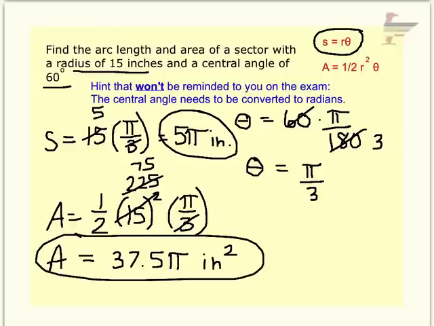A question might be, can I multiply the 37.5 times pi instead of leaving it in terms of pi? And you absolutely could, so long as it's a calculator question. And that's it.